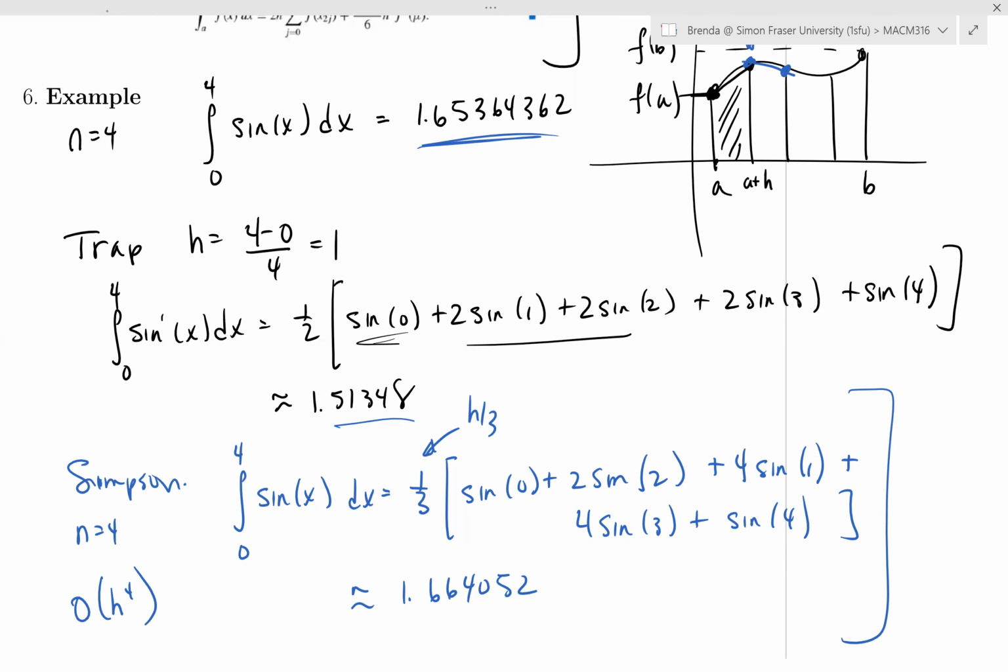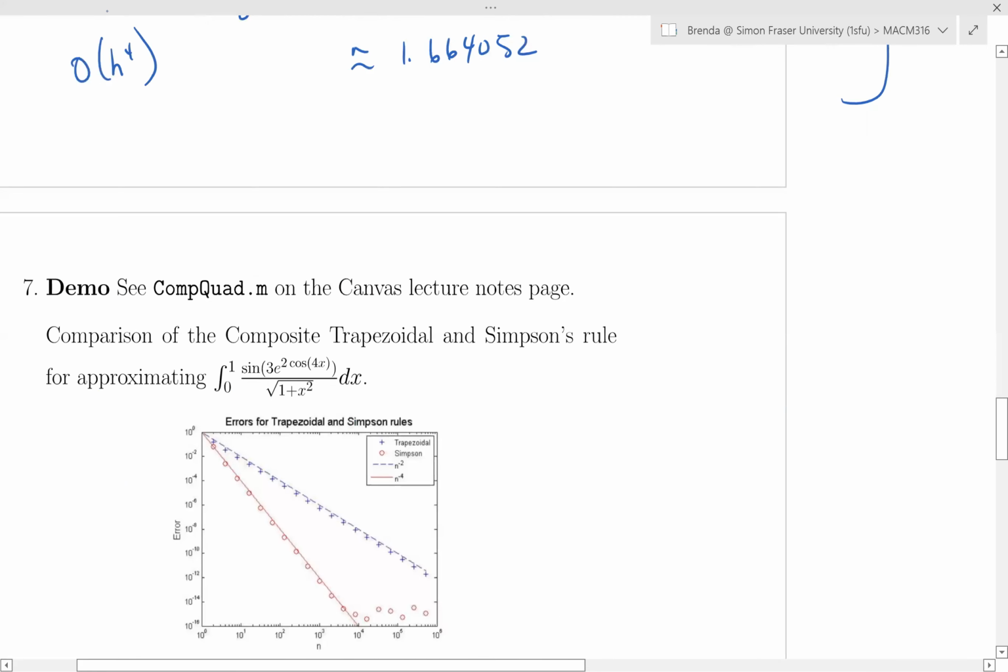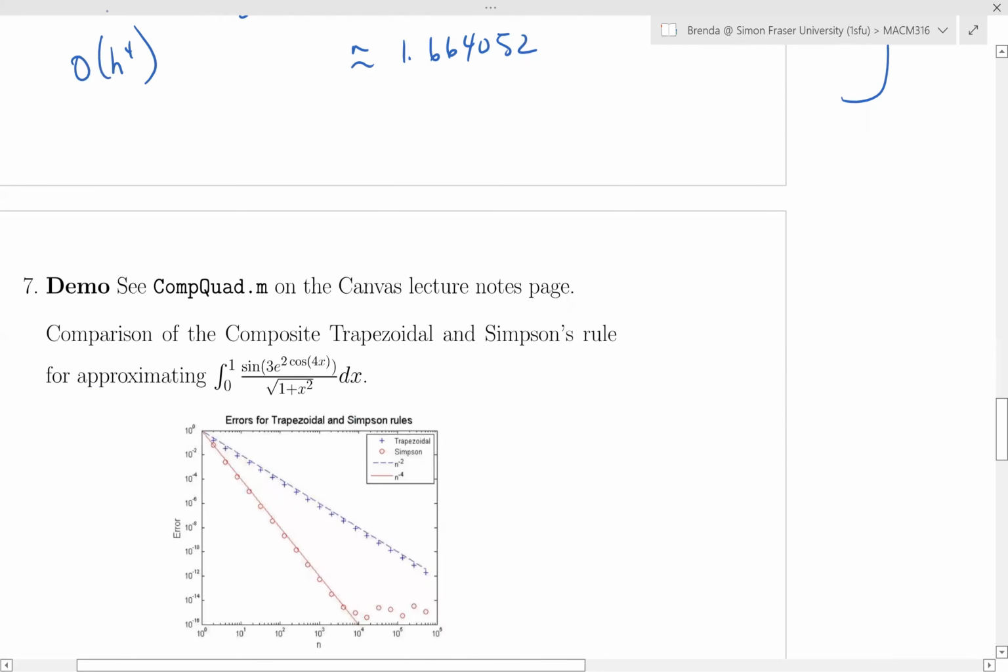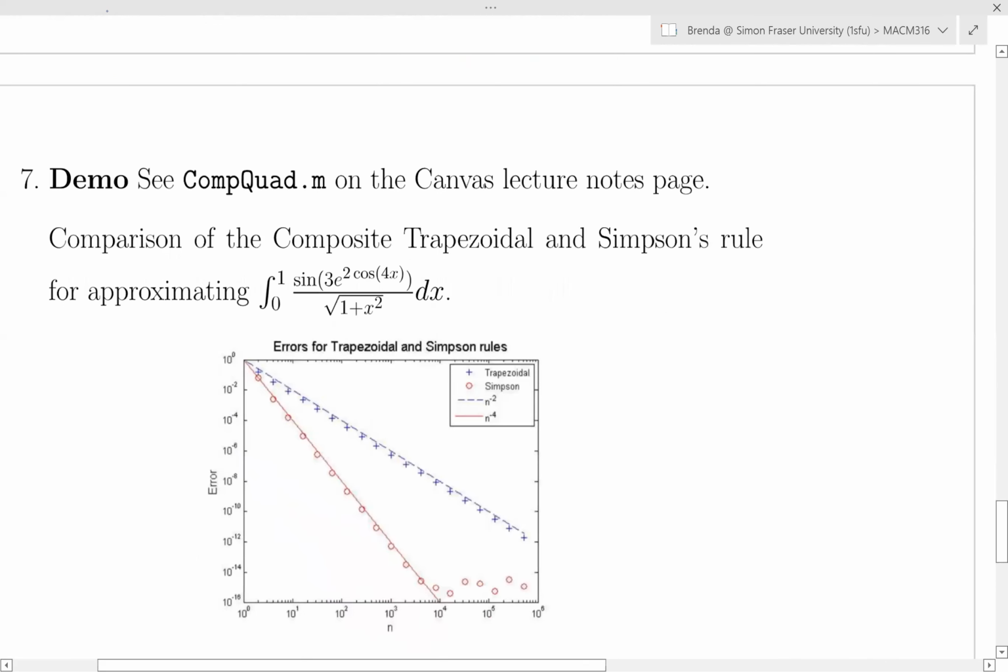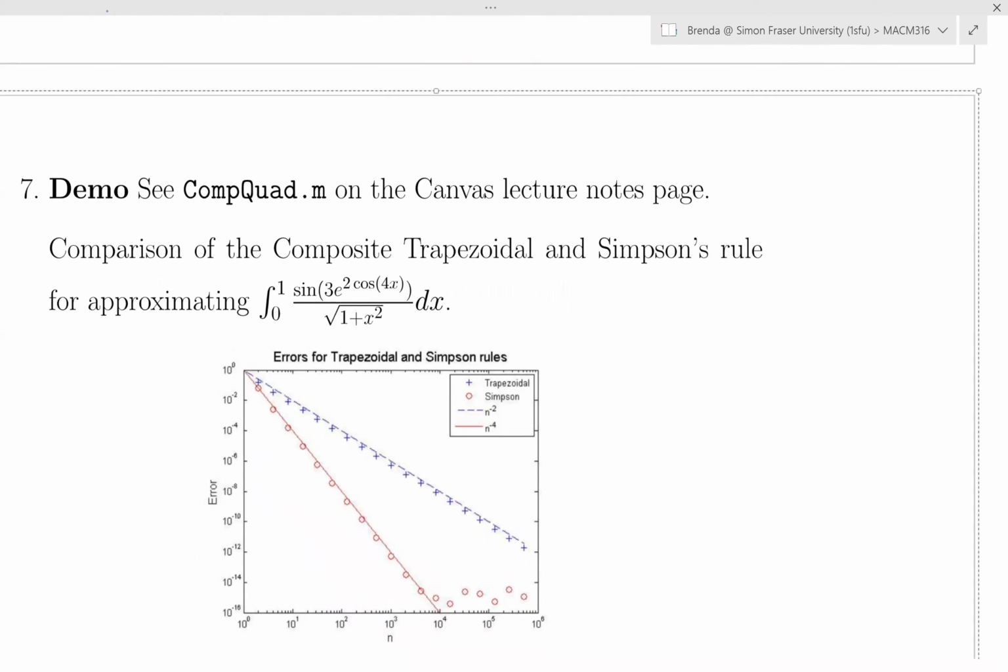Okay, let's take a look at some pictures. I'm just going to compare these two things. I got a picture here. There is some code on the Canvas page you can download and run. But let's just say we want to approximate this ugly looking thing here with the integral, and we do it with the trapezoid rule and the Simpson's rule.